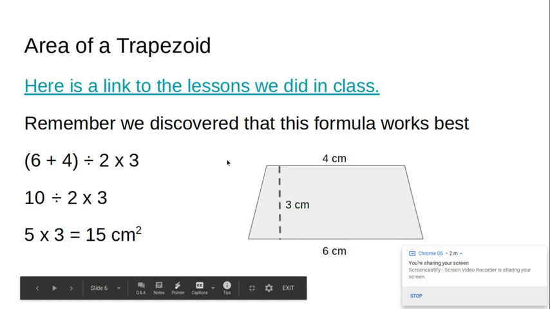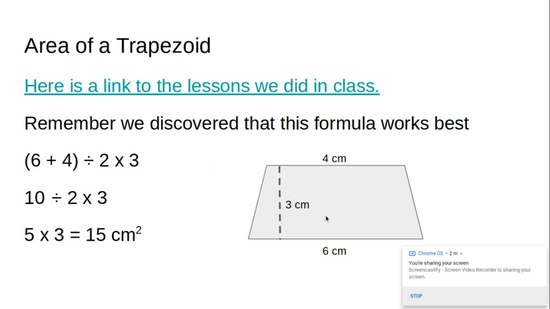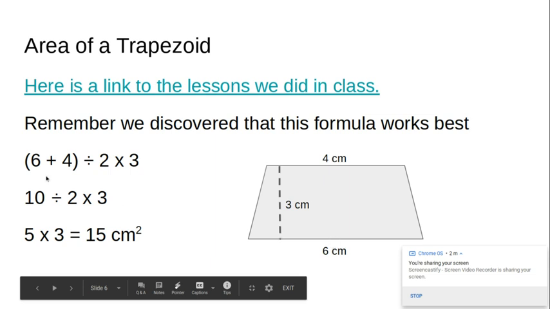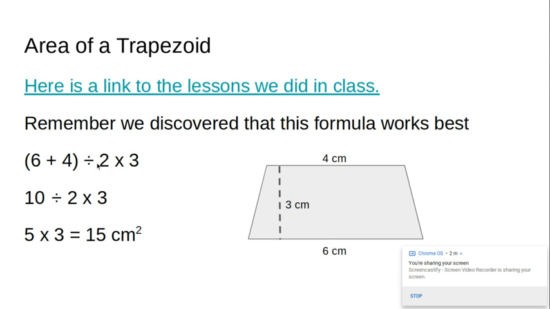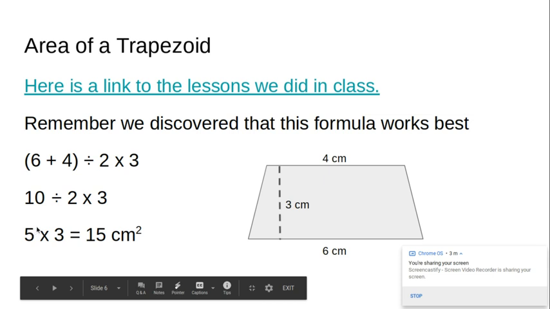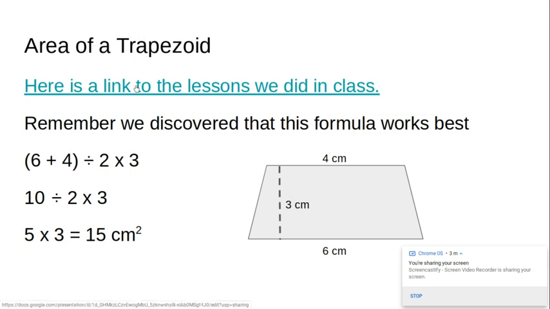So if we put real numbers in here, let's say we had 4 and 6 and 3 for the height. The 6 and 4, base 1 and 2, are added up. It doesn't matter the order. We know that because of our commutative law in addition. And we divide it by 2. So our 6 and 4 becomes 10, and that 10 divided by 2 becomes 5. And then we're going to multiply that by the height, which is 3, and we get 15 square centimeters for this object. Again, if you need a review on the area of a trapezoid, this blue link will take you to all the lessons we did in class so you can review it.